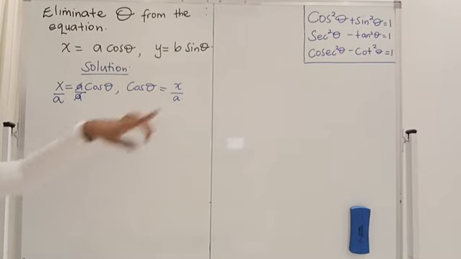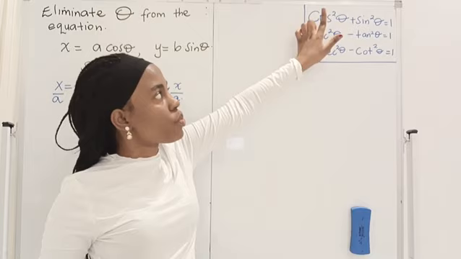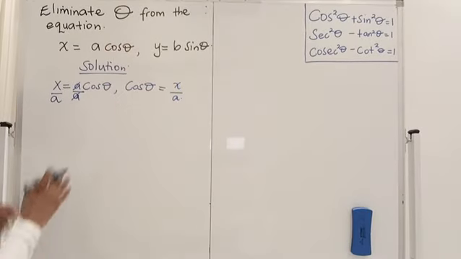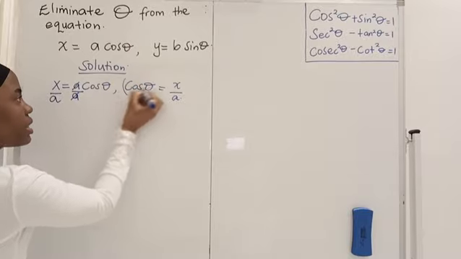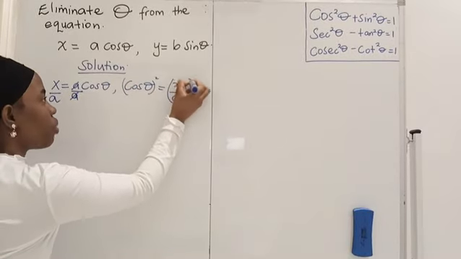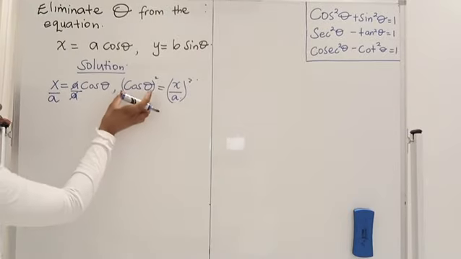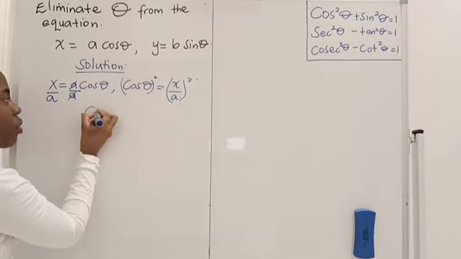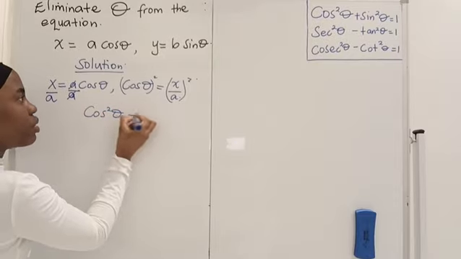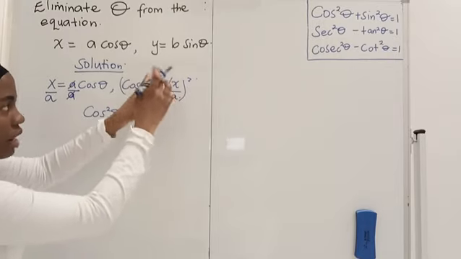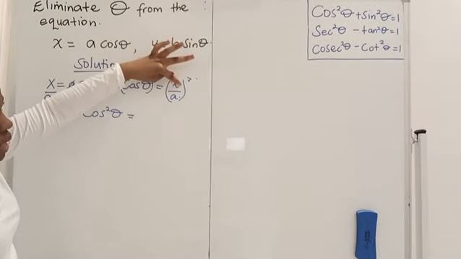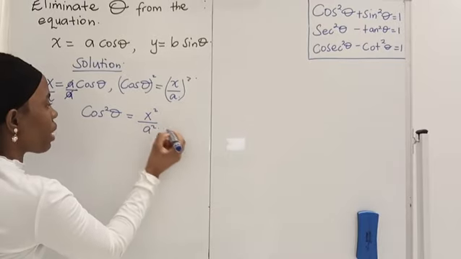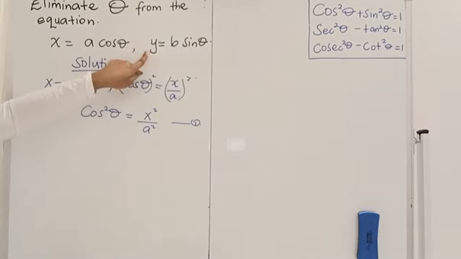But from the first Pythagorean identity, we have cos squared theta and sin squared theta. So what will I do? I'm going to square cos here. If I square both sides, I will have this quantity squared equaling this quantity squared. When I square cos theta, I will get cos squared theta. So I will have cos squared theta is equal to, now if you have this fraction, everything squared, the square is going to be on x and on a. So this is going to be x squared out of a squared. Let's look at the second one.